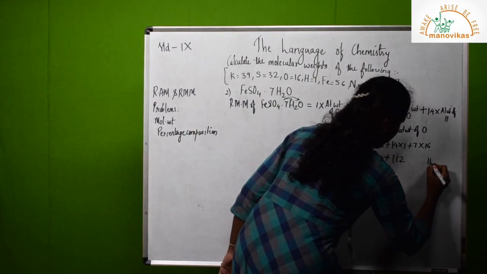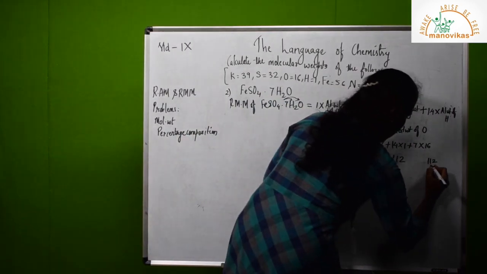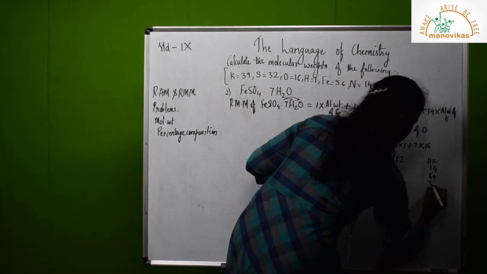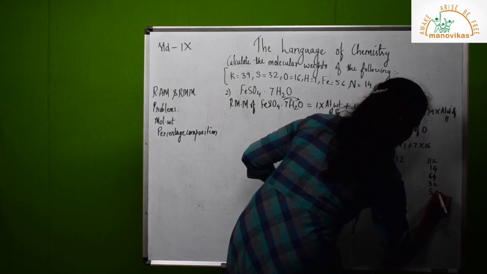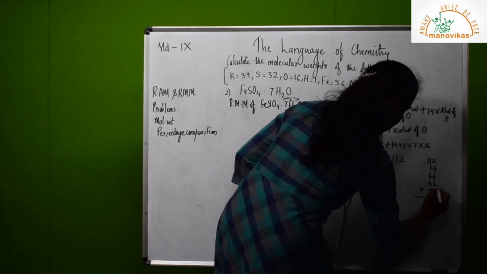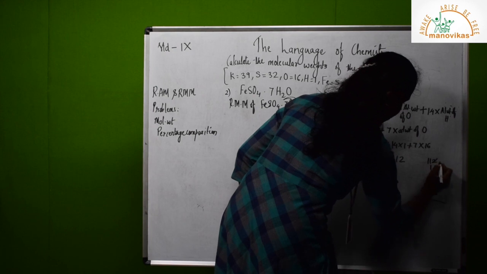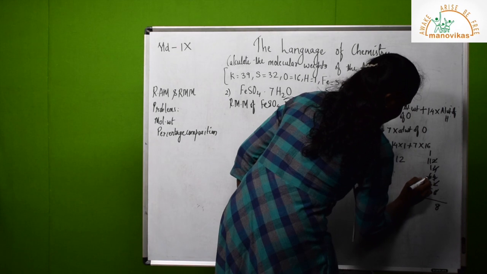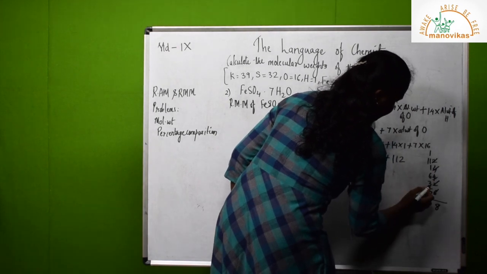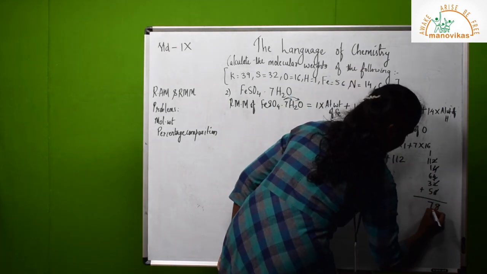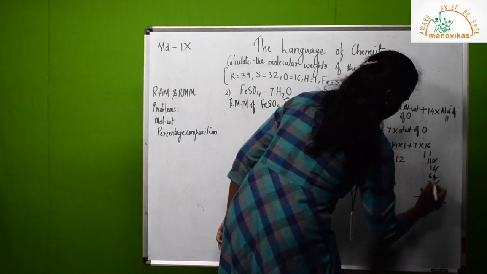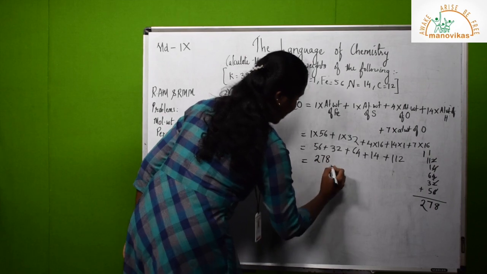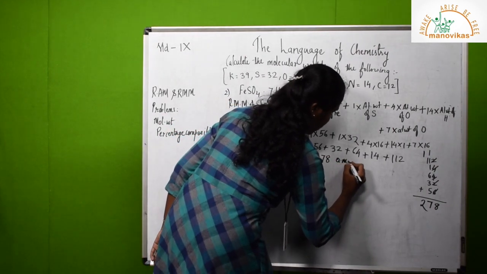So just do the addition. 112, 14, 64, 32 and 56. So 6, 10, 14, 15, 16, 17, 18. 18 carry over 1. 6, 7, 8, 9, 10, 11, 12. 12 plus 5 is 17. Carry over 1 and 2. So here it comes to as 278 AMU.